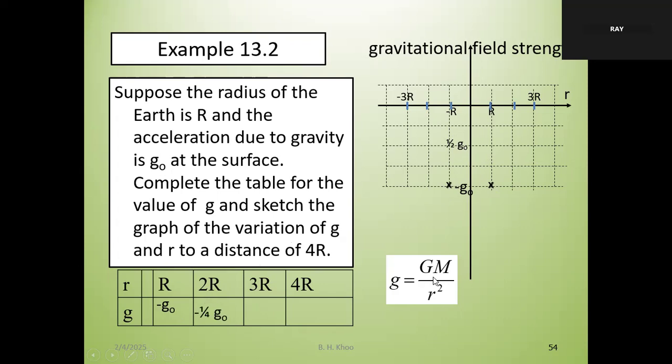And then because of r square, at 2r you divide by 4. Because of 3 square, you divide by 9. So you get 1/9. And then 4 square, you divide by 16. So that's how the graph looks like. Usually you are required to draw one side positive. Don't need to worry about the negative sign.